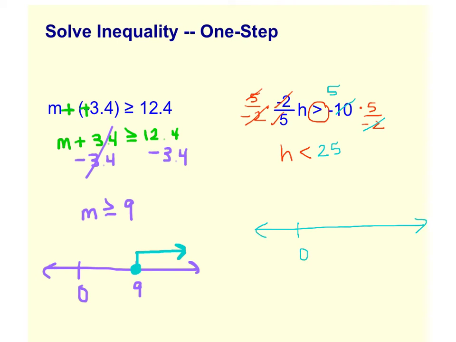On a number line, here's 0, here's 25. Open or closed circle, this one's going to be open because we're not equal to the 25. And then which way are we shading? h is less than 25, so we're going to shade all the values that are less than 25.